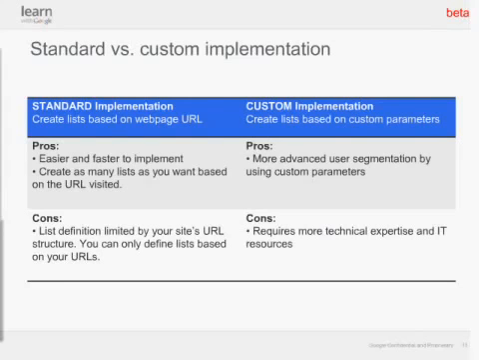Now for custom implementation, where you can create lists based on custom parameters, the pros are obviously it's more advanced user segmentation, because you can use custom parameters, and you can even bucket users more efficiently because you're pre-selecting how you want to set up parameters. And you can also do more advanced things in the future in terms of advanced ad creative messaging. The cons: it requires much more technical expertise and IT resources, and a webmaster would definitely need to be involved, or at least someone who understands JavaScript to be able to dynamically pull in those variables.